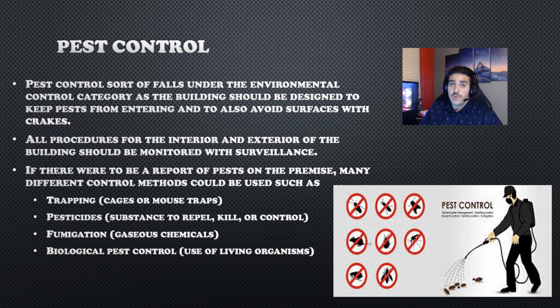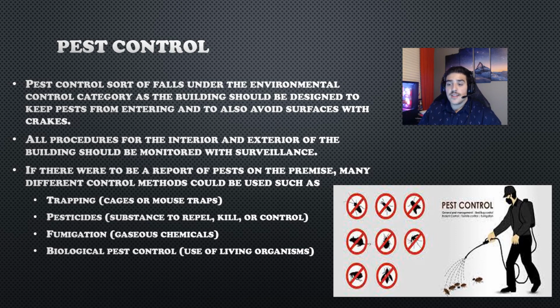If there were to be a report of pests on the premises, many different control methods could be used, such as trapping, which would be trapping with cages, like if you had raccoons by the trash cans or whatever, or mouse traps to stop mice. You also have pesticides, which is a substance to repel, kill, or control insects or any pests. Fumigation, which is a gaseous chemical, is more of an extreme measure that would require the clearing of the factory or building.